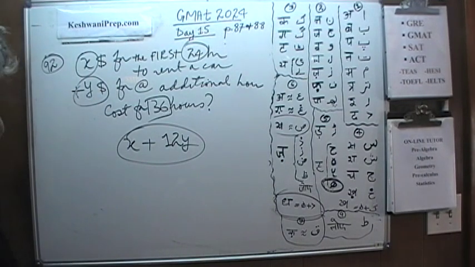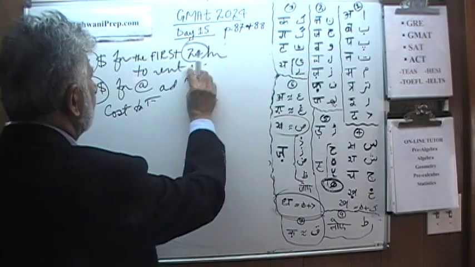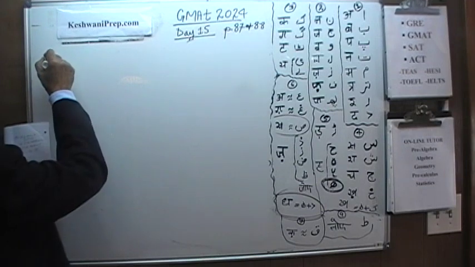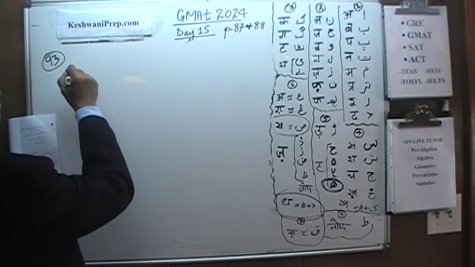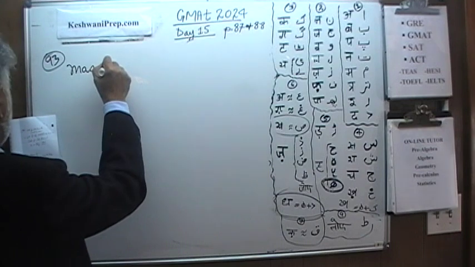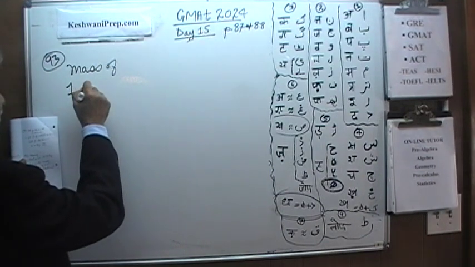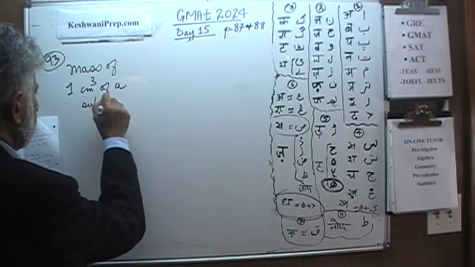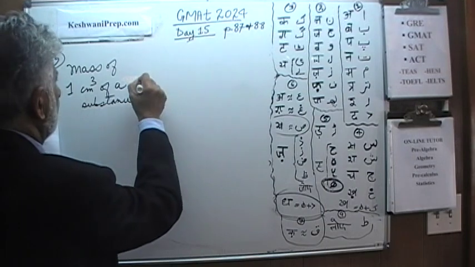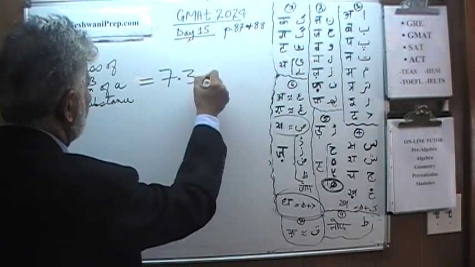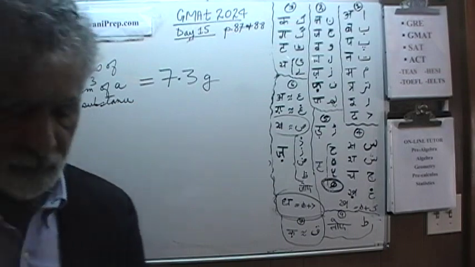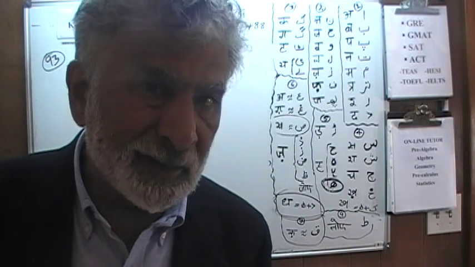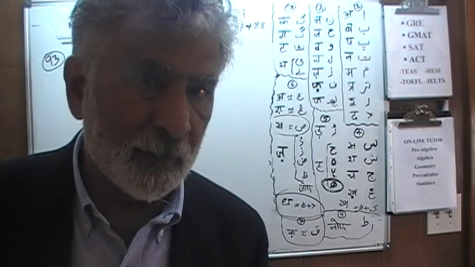Number 93. We are told that the mass of 1 cubic centimeter of a substance is 7.3 gram. We have some substance. What it is they don't tell us and we don't really care. What we do care is that the volume of 1 cubic centimeter of this substance weighs 7.3 gram.